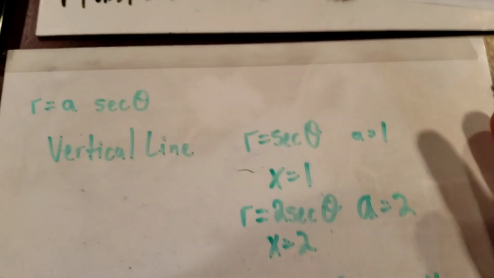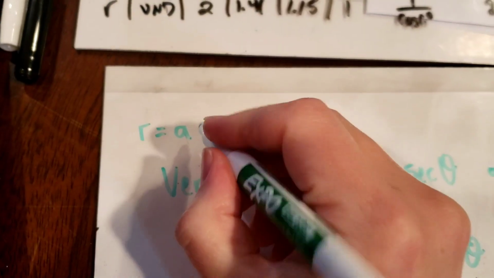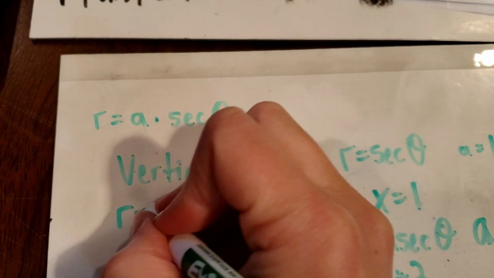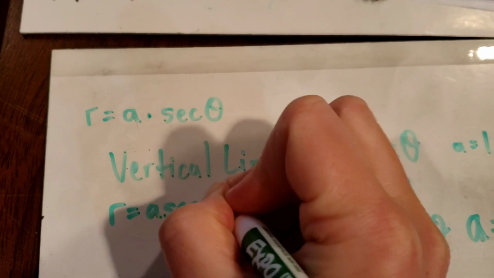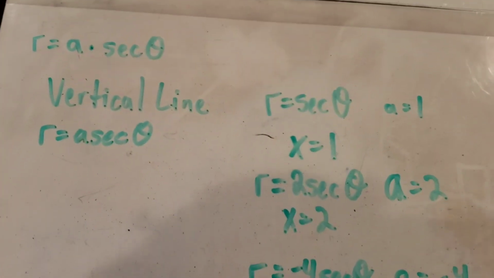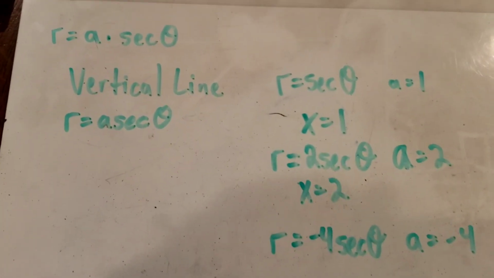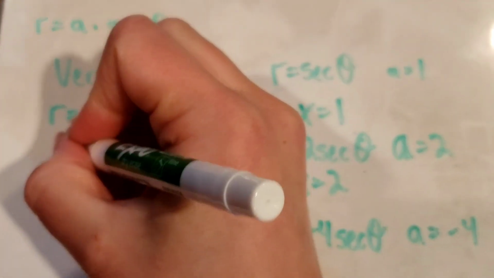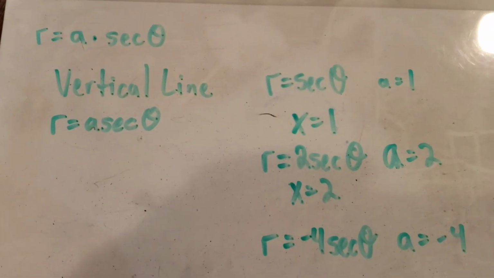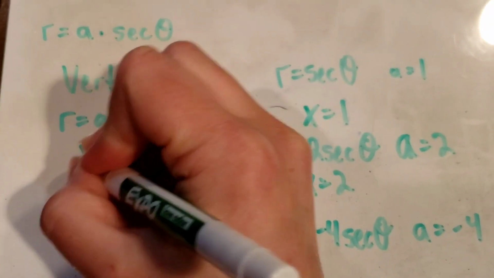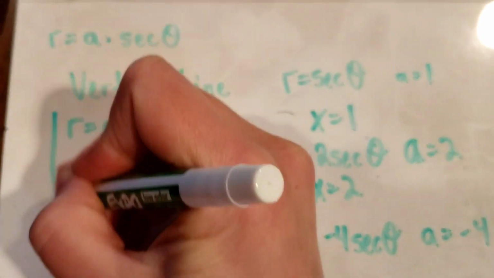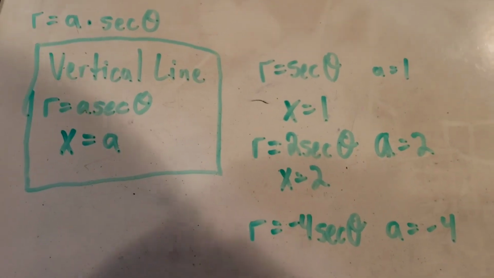Sorry, that should just be a times there, really. I spaced it too far out. If you have r equals a constant times secant of theta, you're going to have a vertical line, and if you wrote it as a rectangular equation, it's going to be x equals a. So now we'll look at horizontal lines.